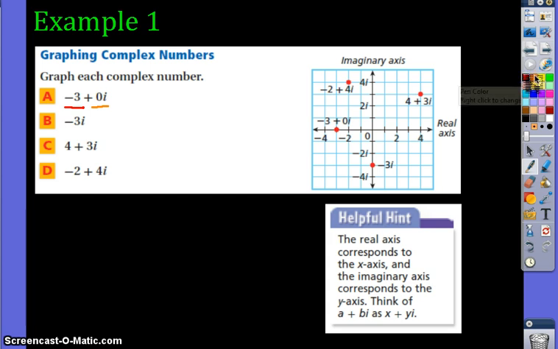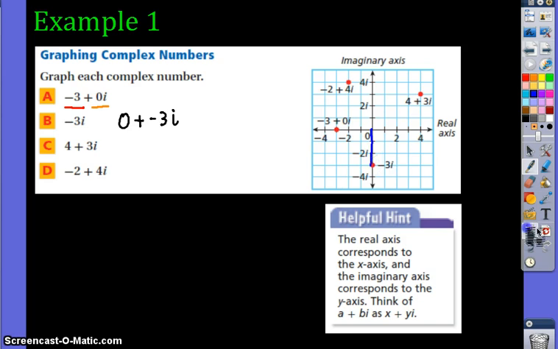As you can see here, for example, A, for -3 plus 0i, we would go to the left 3 and then up 0i. So there we have the point for A. All right, let's look at B, -3i. You'll notice this one does not have a real component. So it's like 0 plus -3i. In other words, we're not going to go left or right on the real axis, but since it's -3, we will go down 3i. So there's point B.